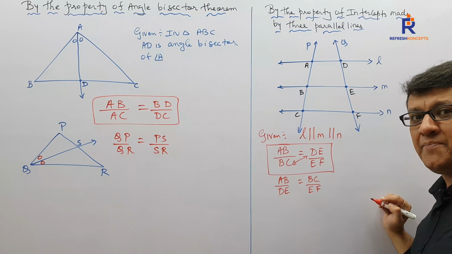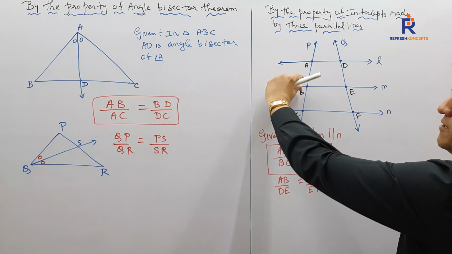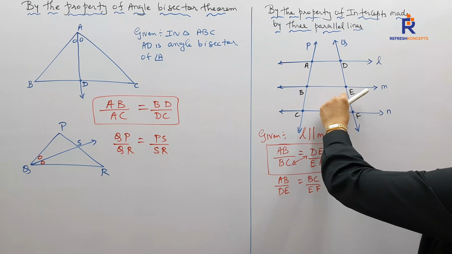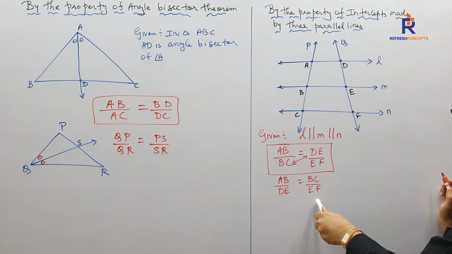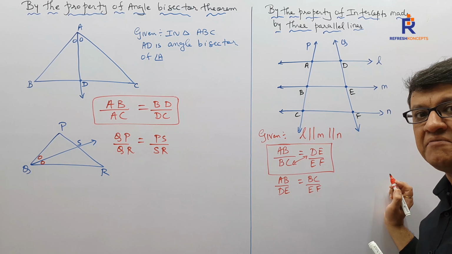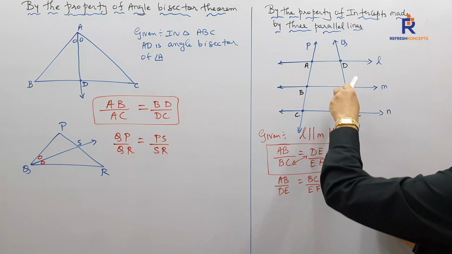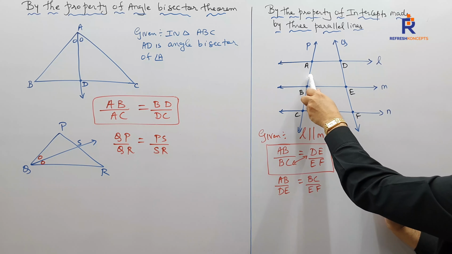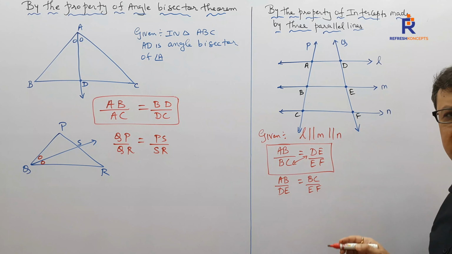They don't understand the property. They just have a mindset: AB by BC means above one by below one. But if I write AB by DE is BC by EF, many of them will say no, this is not the property of intercepts made by three parallel lines. Why? Because they have the mindset of above by below, whereas here it is above by above, below by below. We have just applied alternando.